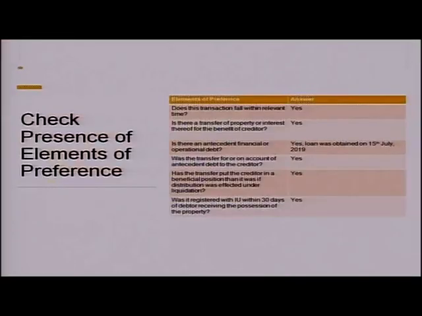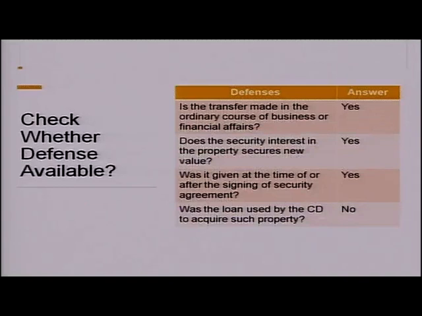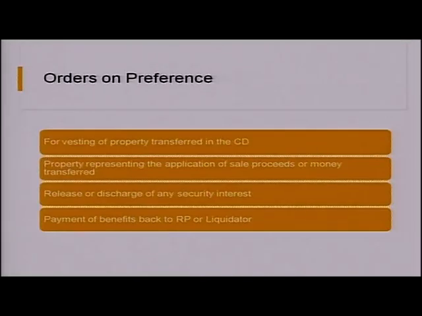So this is extremely important. All of us have to see all these things. I have just given a small chart where the answers are yes to most of the questions. And the last is whether the loan was used by the CD to acquire such property. The answer is no. So therefore, this will be considered as a preferential transaction.